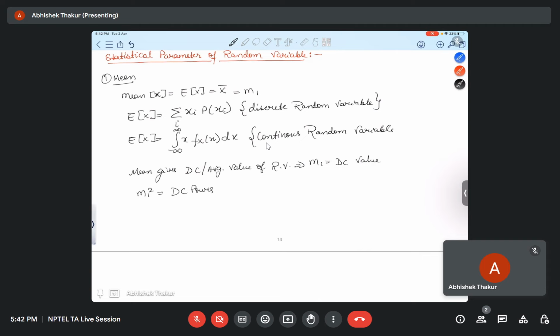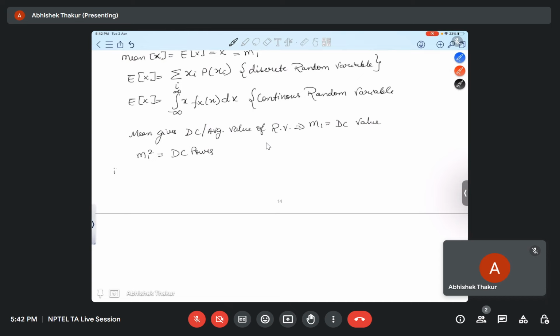Also, the properties of mean: there are three properties. First, the mean of a constant term k is equal to k. Okay. Second, the mean of k into x is always equal to k into the mean of x. And third, the mean of x plus or minus y is equal to the mean of x plus or minus the mean of y. Okay.